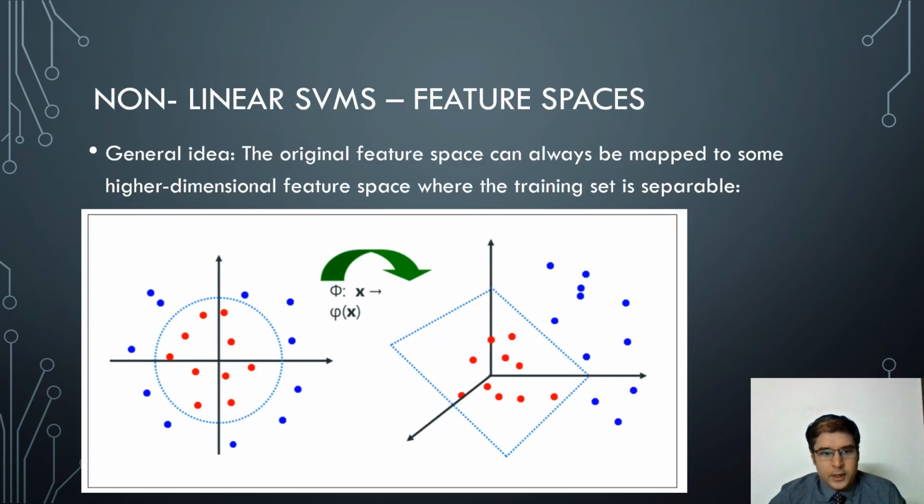So the general idea to map feature spaces is the original feature space can always be mapped to some higher dimensional feature space where the training set is separable. So this is the original feature space, and after transformation the final feature space looks like this, where it is classifiable and linearly separable.